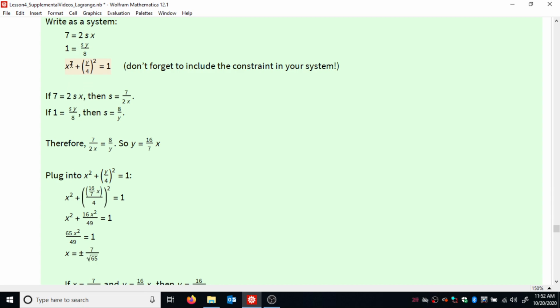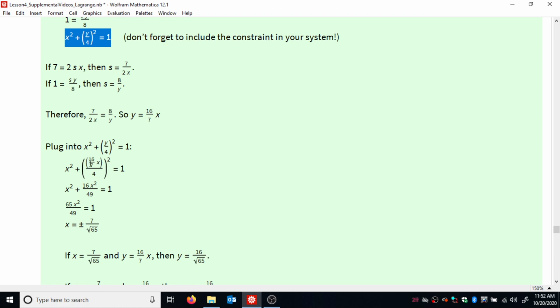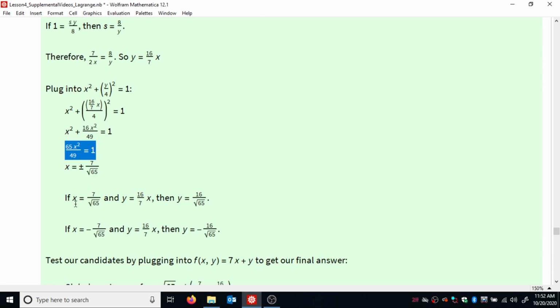So I'm going to go ahead and solve both of my first 2 equations for s. Now, if these 2 equations both equal s, then they both equal each other. And then I'll solve for y. I get y equals 16 over 7 times x. Now, I can take this result and plug it into my constraint, and I could try to figure out where my candidates are. So I'm going to take 16 over 7 times x, plug it into the equation for the ellipse, go ahead and do some simplification, and then I get x is equal to plus or minus 7 over root 65. So I know I have a candidate at an x value of positive 7 over root 65, and another candidate at x equals negative 7 over root 65.